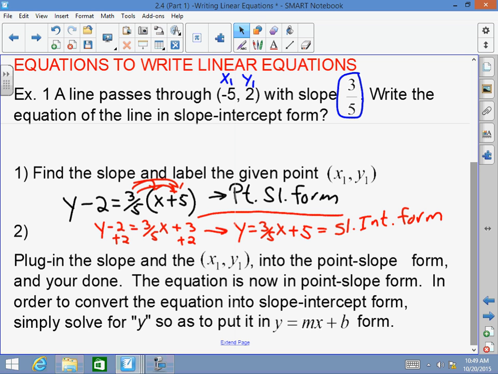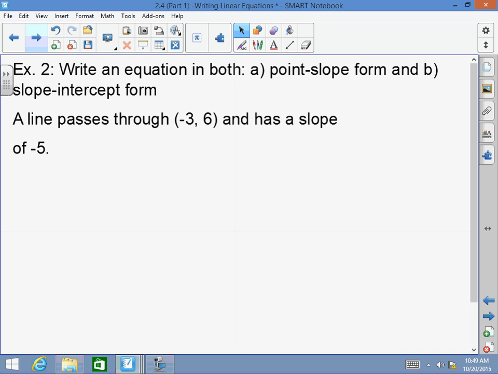Okay, so they're going to give you either a point and a slope, or they're going to give you 2 points, and you're going to follow the formula. For example, this was an easy one because I gave you the point and the slope. Let me do another example. This may answer your question. Okay, this is just another simple one, but let's practice it.